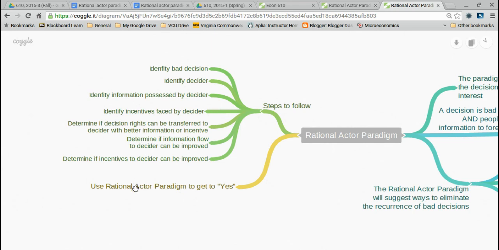We can also use the rational actor paradigm to get to yes. When you are negotiating with a buyer or seller or your boss or someone that you're supervising, understand that they are going to do things that they think are in their best interest. So you've got to create a situation where they view it in their best interest to do what you want them to do, or to agree with you.